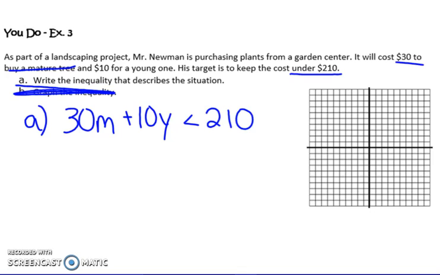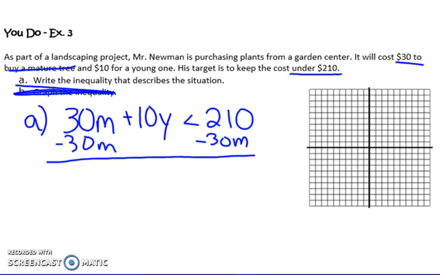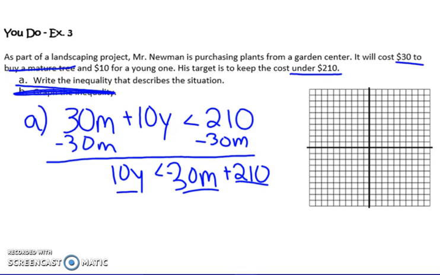Now, for practice, let's turn it into slope-intercept form, even though we're not going to graph it. We're going to subtract 30m from both sides. We're going to be left with 10y is less than negative 30m plus 210. From here, to get y by itself, we're going to divide all of our terms by 10, and we have y is less than negative 3x plus 21.